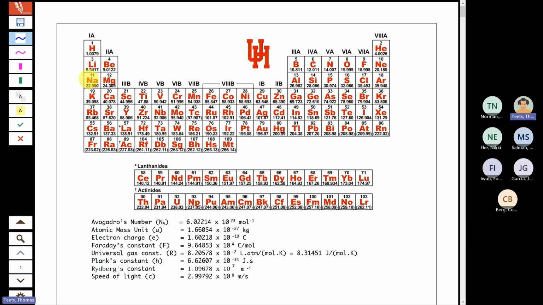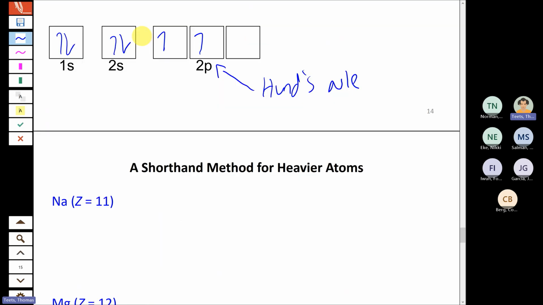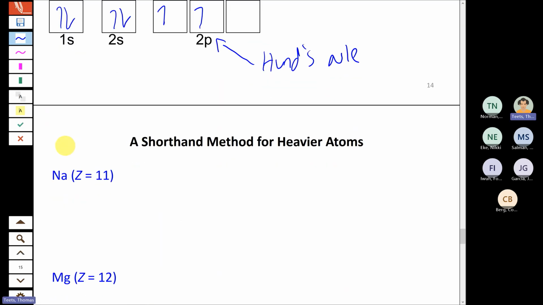So the full configuration for Na, which is sodium, would be written as 1s2, 2s2, 2p6, 3s1. But what is often done, especially for elements that are further down the periodic table, is that you abbreviate what are called the core electrons with a symbol here. So these electrons here correspond to what's called a noble gas, neon.